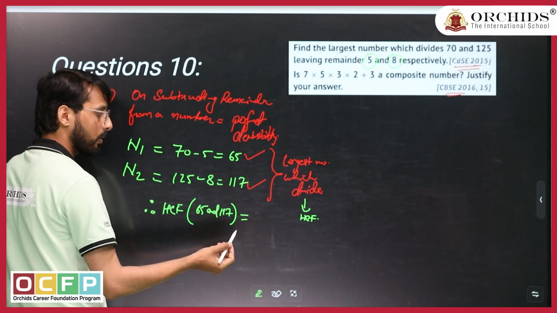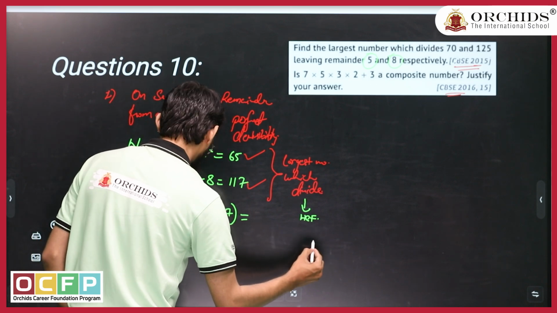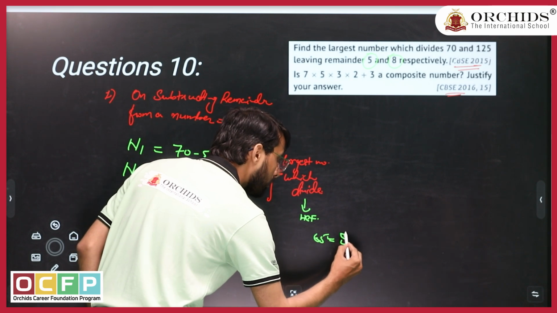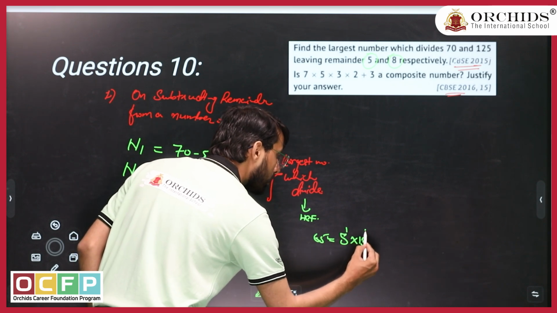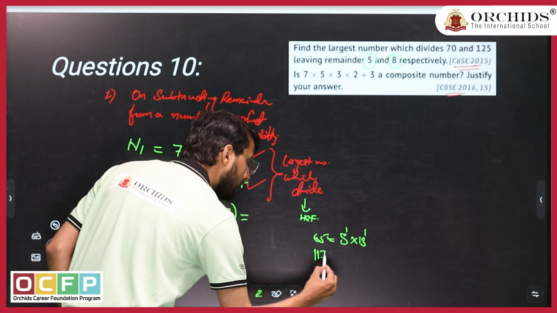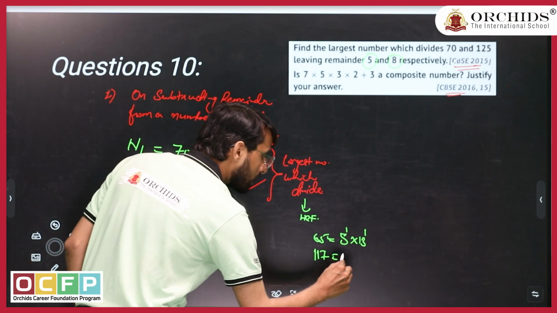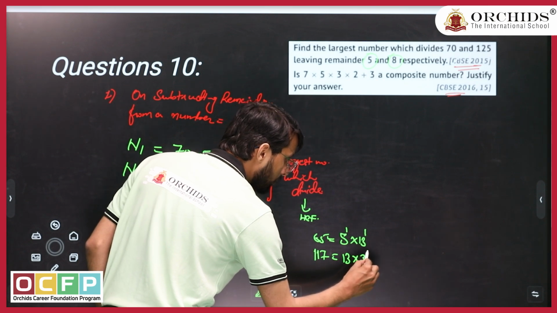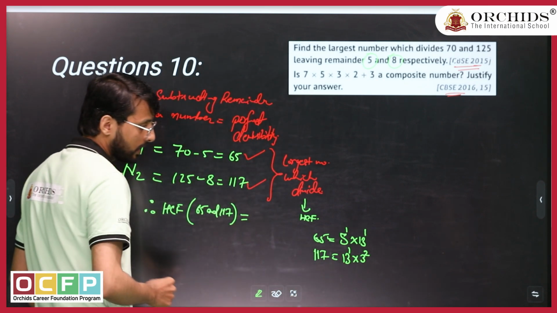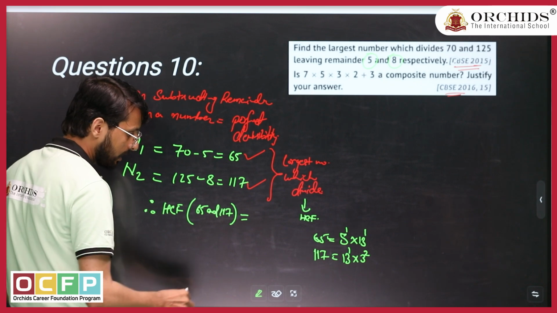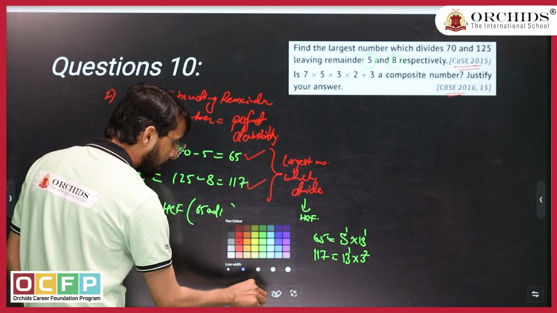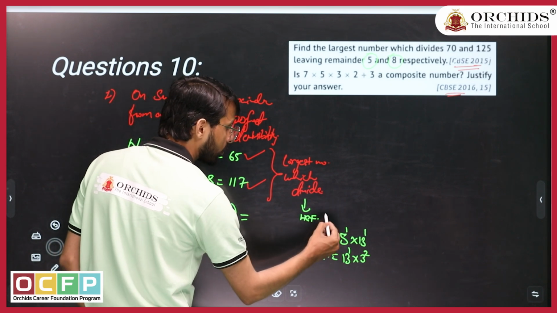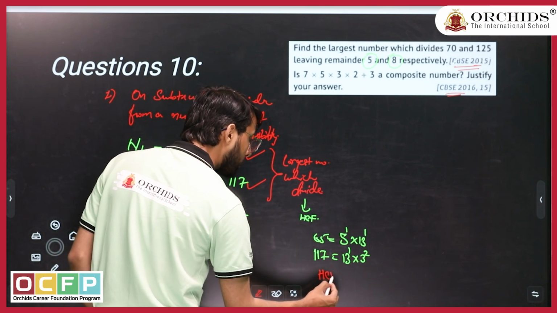What is the HCF we are going to get? You can solve here only. 65 I can write as 5 power 1 into 13 power 1, and 117 I can write as 13 into 3 power 2, because 13 into 9 is 117. So what is the HCF value I am getting? HCF means highest common factor, so first of all, it should be a common one.